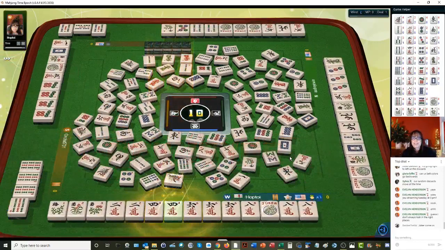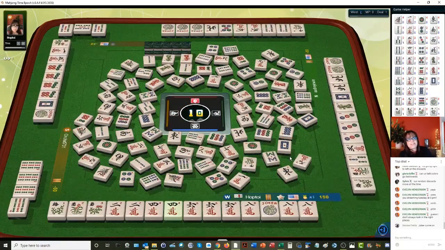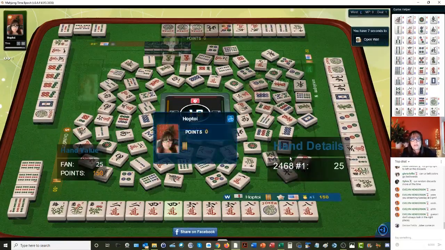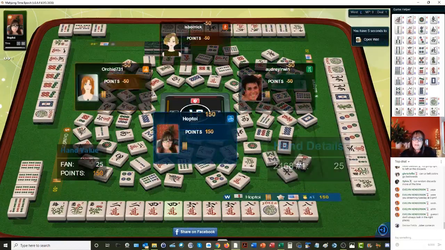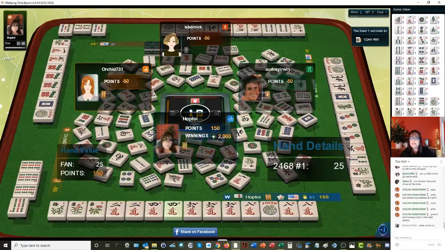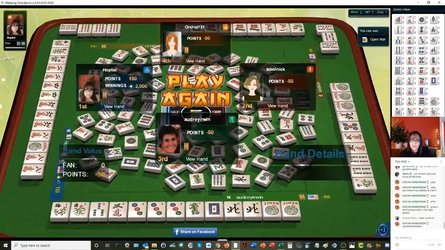Woohoo! We got one. Oh, that's a long time coming. I've been losing for probably 2 days in a row now. Oh, that feels nice to win. Yay! All right, let's see what we had going on here.